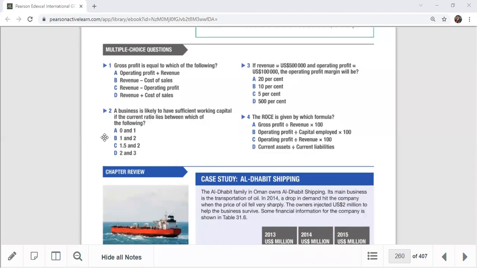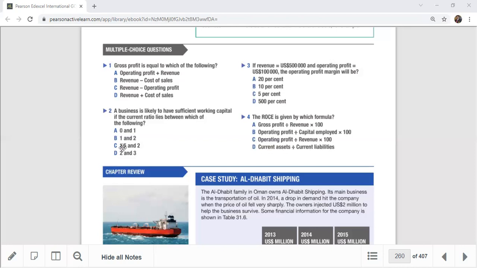Second question: a business is likely to have sufficient working capital if the current ratio lies between which of the following? So I told you yesterday, for the current ratio there is a safe zone. Normally, for the current ratio as well as the acid test ratio, there are benchmark standards. They're asking what the benchmark for the current ratio is. 0 to 1, 1 and 2, 1.5 and 2, 2 and 3. Here also I got 4 correct answers. The correct answer is C.